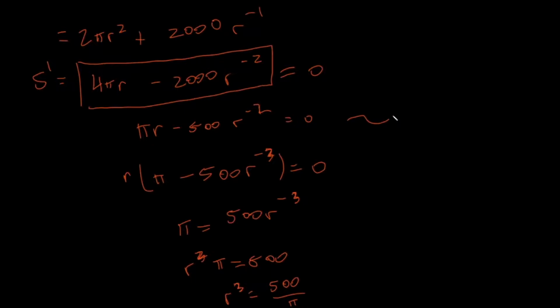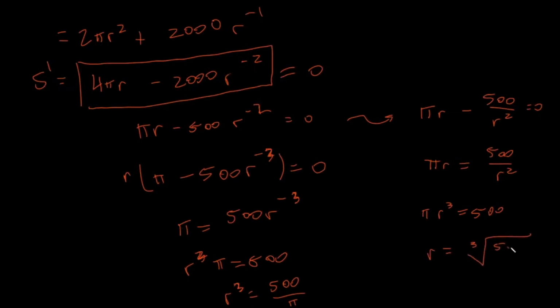So this is equivalent to pi r minus 500 over r squared equals 0. I'm going to move this to the right. Pi r equals 500 over r squared. I'm isolating for r, so I'm going to multiply to the left. Pi r cubed equals 500. Actually, r is the cube root of 500 over pi. So I think this line of thought should be a lot easier to follow.